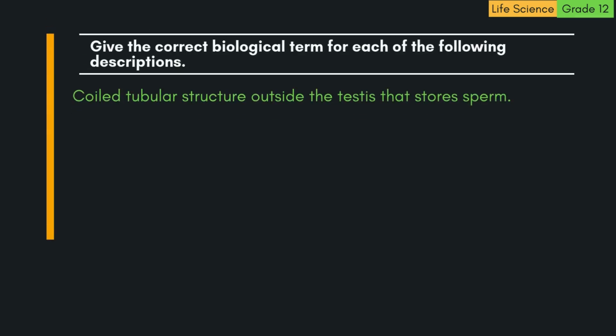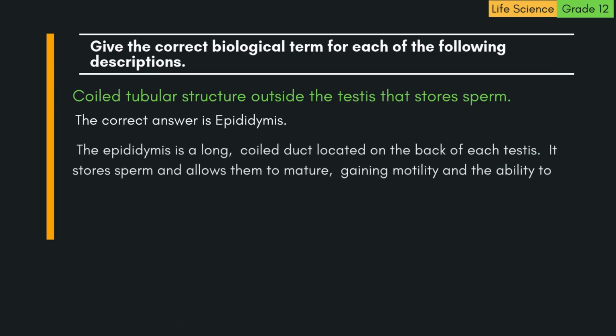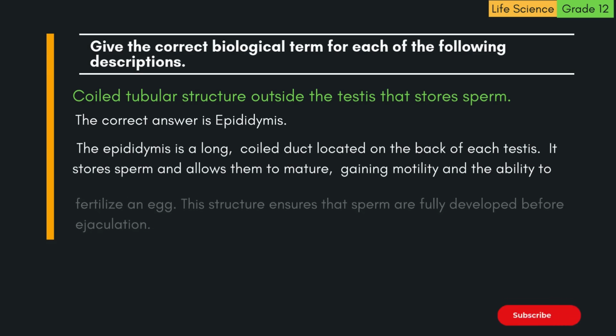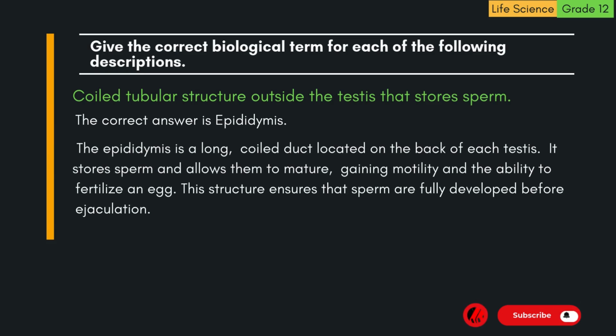Coiled tubular structure outside the testis that stores sperm. The correct answer is epididymis. The epididymis is a long, coiled duct located on the back of each testis. It stores sperm and allows them to mature, gaining motility and the ability to fertilize an egg. This structure ensures that sperm are fully developed before ejaculation.